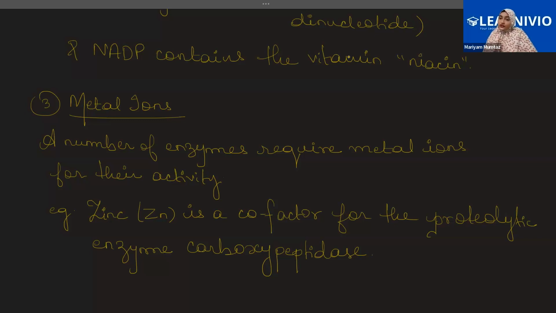The whole entire human physiology. Now, ma'am, two chapters. Which one? Body fluids and circulation, and one more chapter. Breathing and exchange.